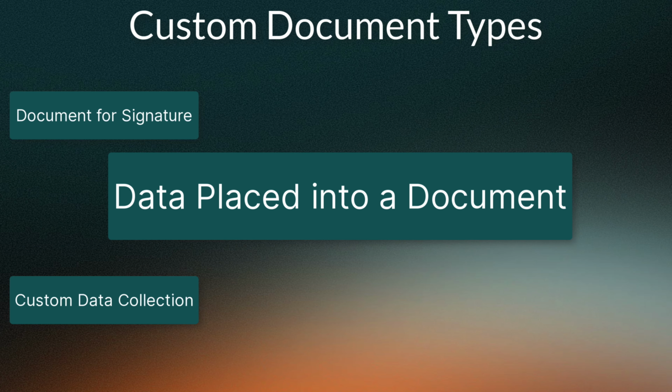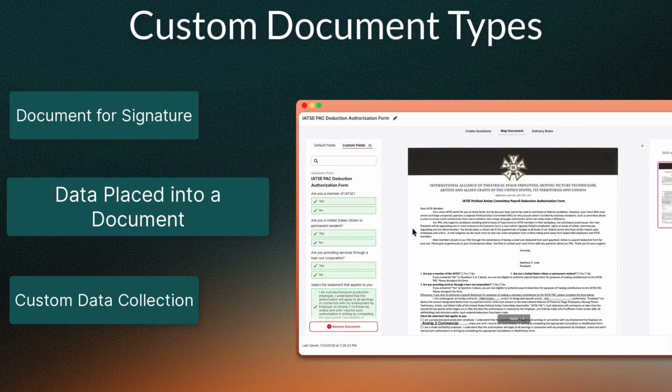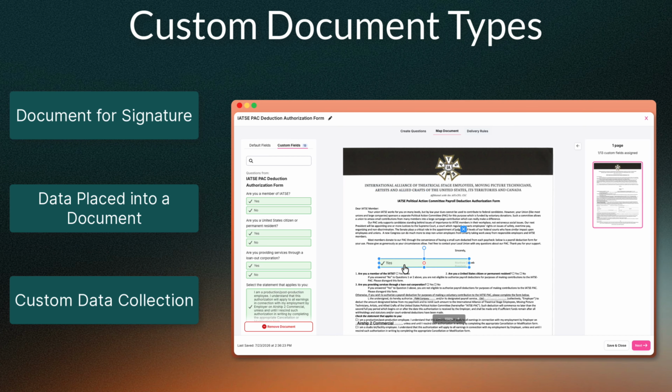Third is data placed into a document. This combines both. Employees answer custom questions, and their answers are mapped directly onto a formatted PDF. Perfect for forms like an IATSE deferred salary agreement.